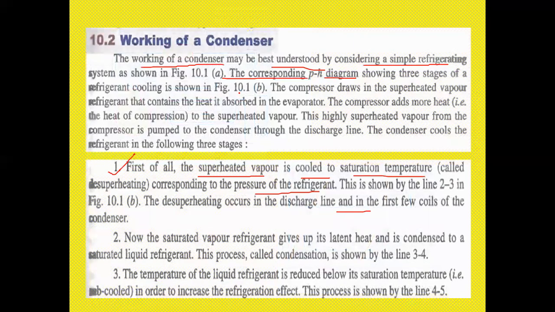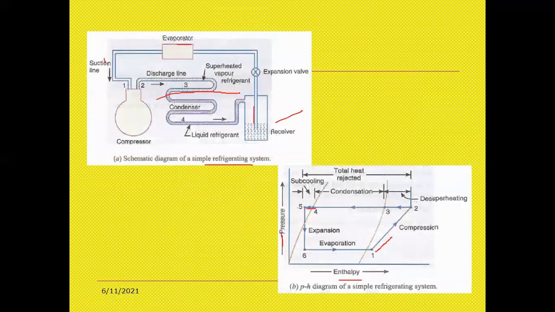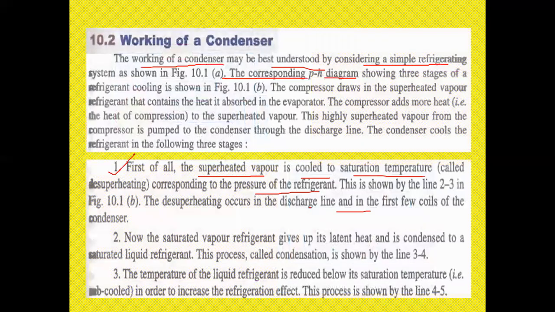Next, the second point. The saturated vapor refrigerant gives up its latent heat and is condensed to saturated liquid refrigerant. This process is known as the condensation process. What we discussed in the earlier classes is this condensation process, right? It is where a few coils are used.